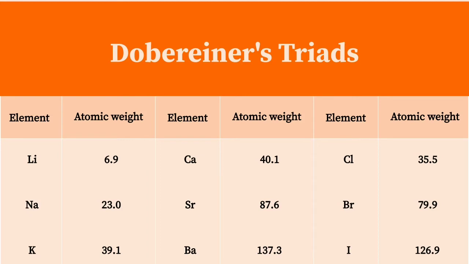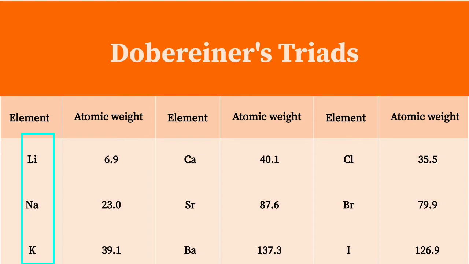So if we write them in the order of their increasing atomic masses like A, B and C, Dobereiner said that the sum of the atomic masses of A and C divided by 2, or else we can say the arithmetic mean, or we can say the average, will be the atomic mass of element B, which is in the middle. Now let us take an example.